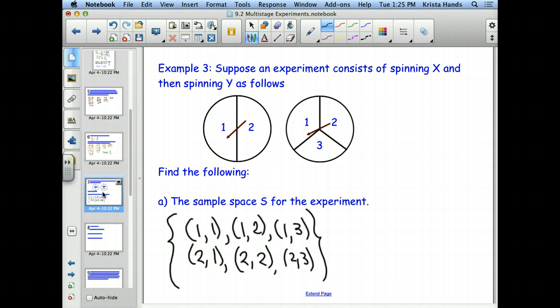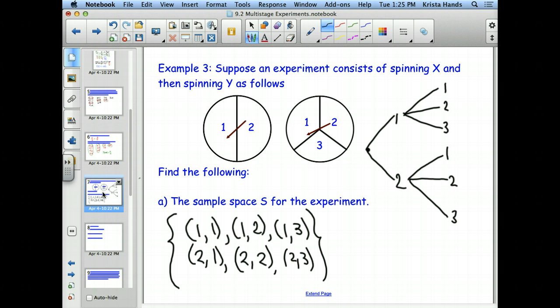Now you can do this with a tree diagram to think about this as well, but the tree diagram picture actually ends up looking a little different than the other 2 that we've done. So the first spinner I get a 1 or a 2. But then my second spinner events actually have 3 options, don't they? That's a little different, isn't it?